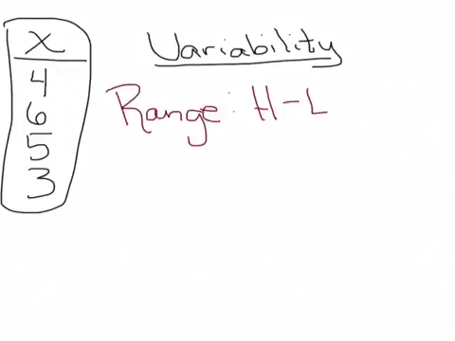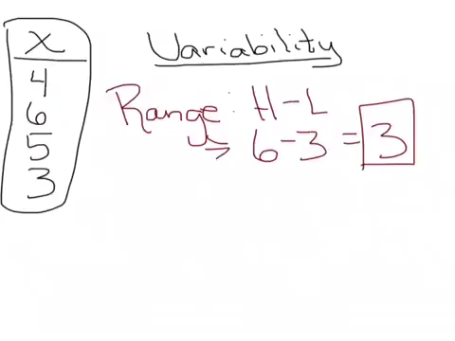Okay, so in this case, we end up with 6 as our highest number, 3 as our lowest number. 6 minus 3 is basically, we have a range of 3. That's our final answer. It's as simple as that. That is very much the simplest form of variability. All that's telling us is that our range of numbers is merely a range of 3.